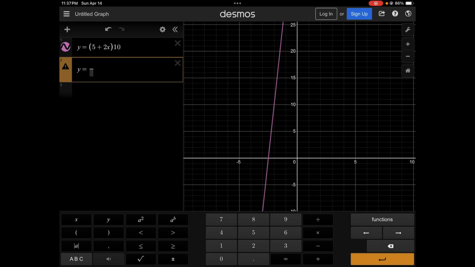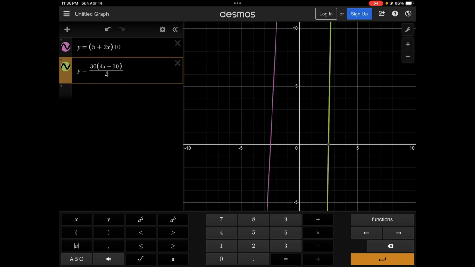Y equals, we have a fraction line involved, and then we have parentheses 4x minus 10. Oops, let me see. No, we put the 30 first. We put the base first, so let's do it exactly the same. 30 times parenthesis 4x minus 10, and then we divide it by 2. That's going to give me another line.